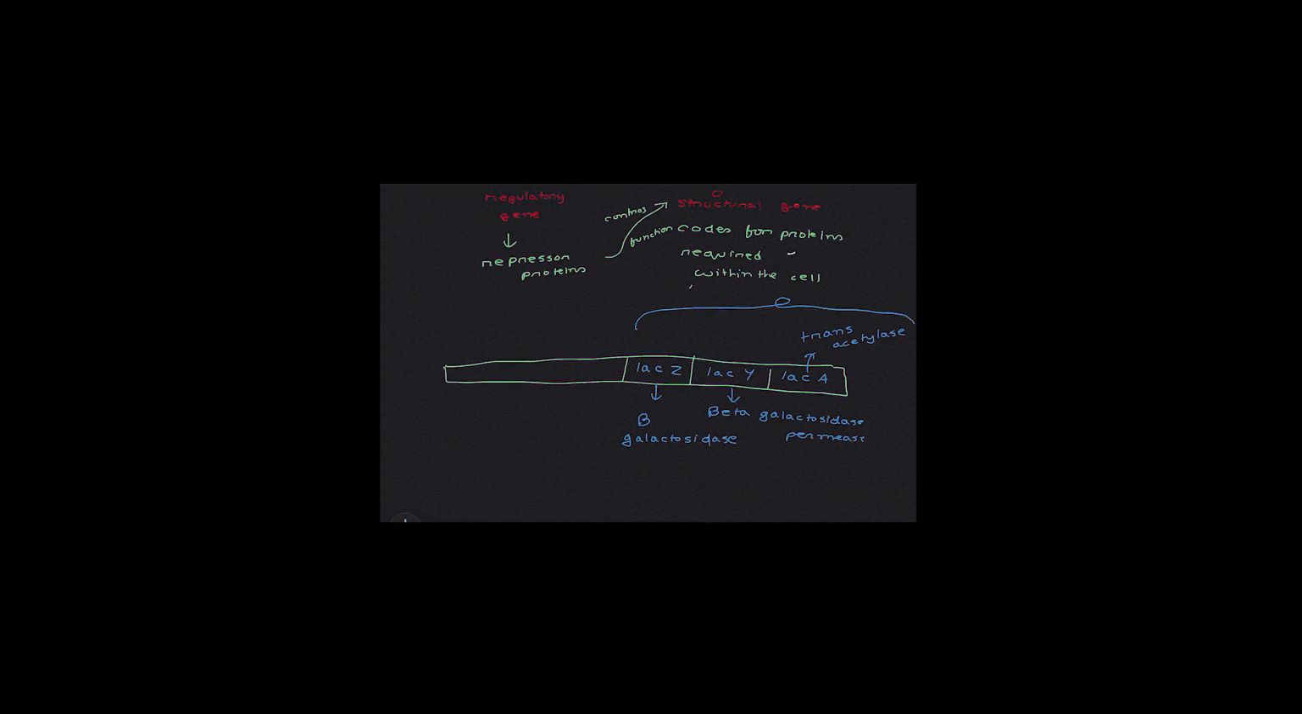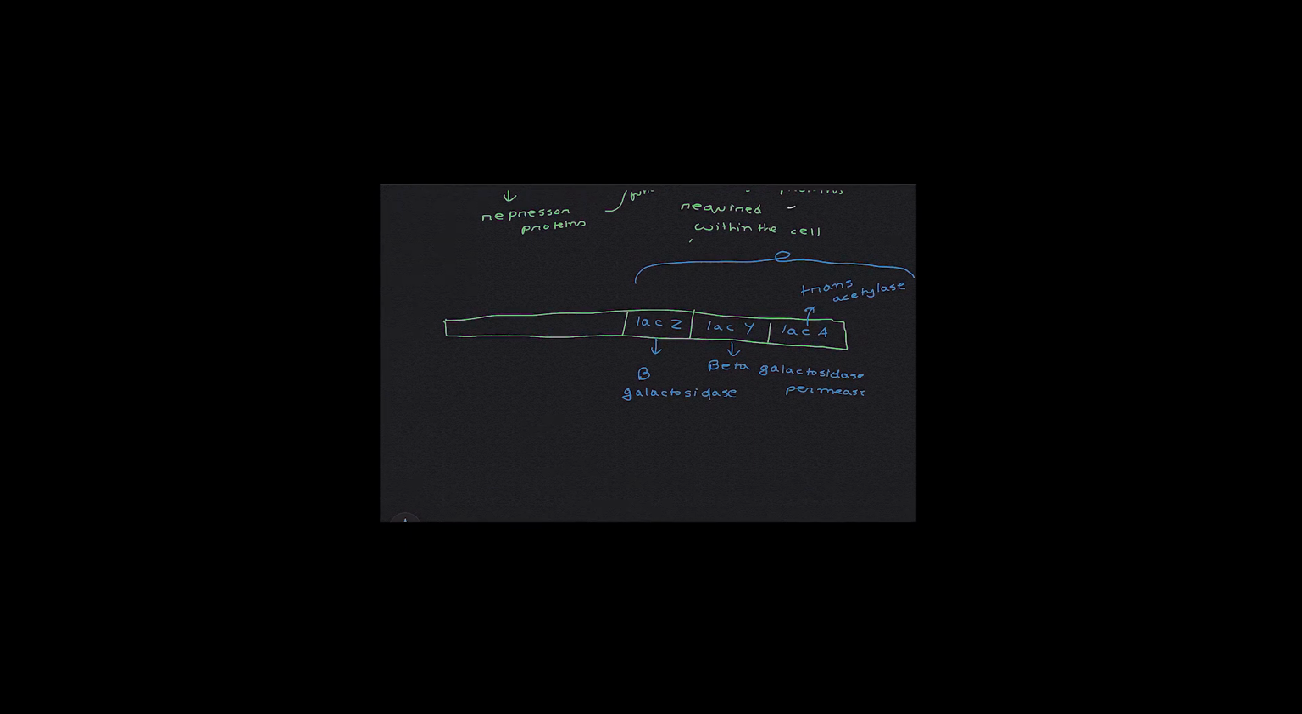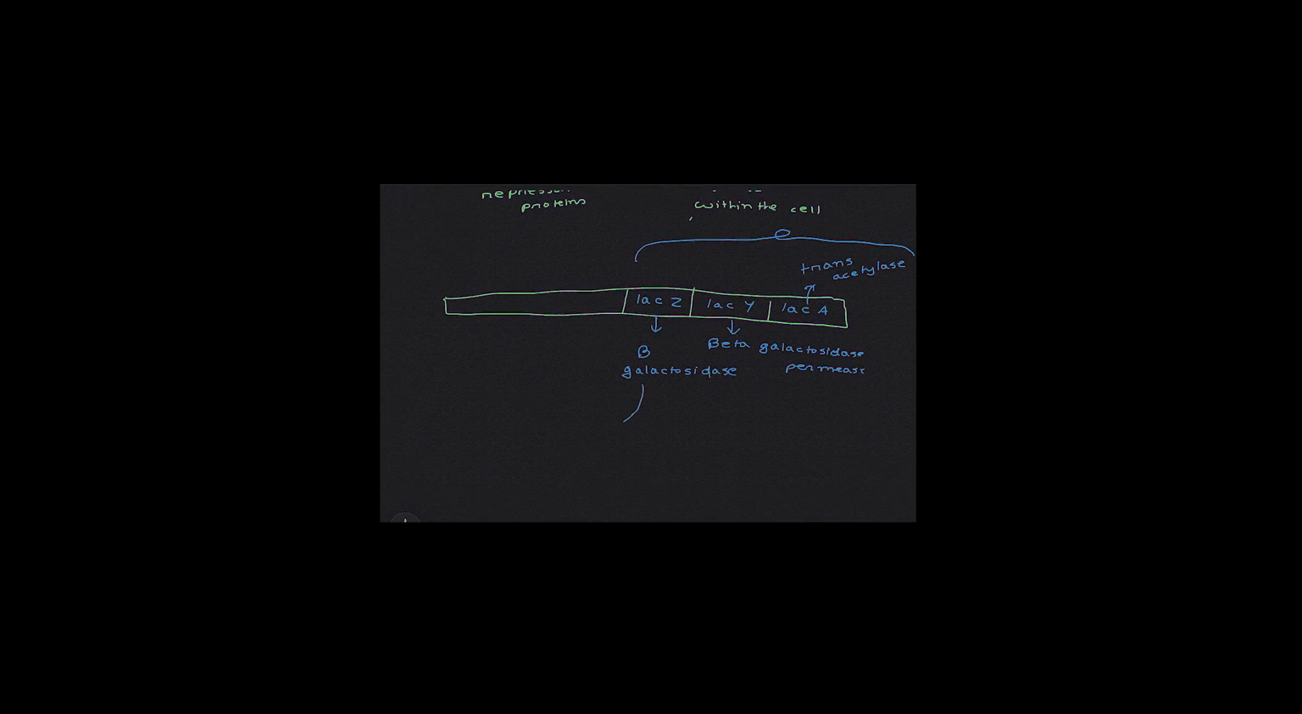Now, what does beta galactosidase do? So, this beta galactosidase will always slowly convert lactose to allolactose. Secondly, it will also digest lactose into glucose and galactose. We'll come back to the function of these molecules later.